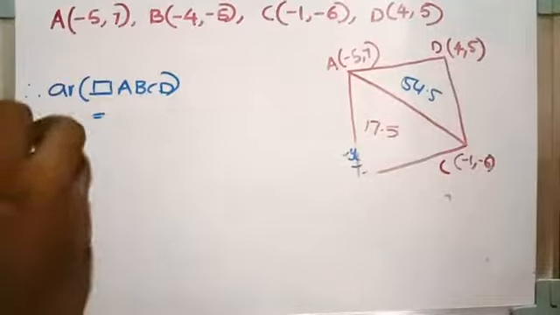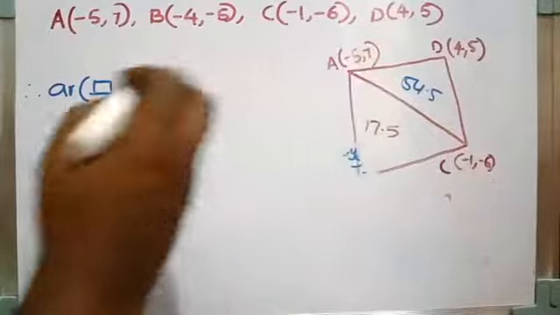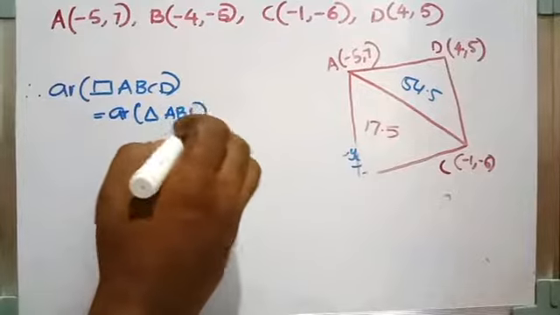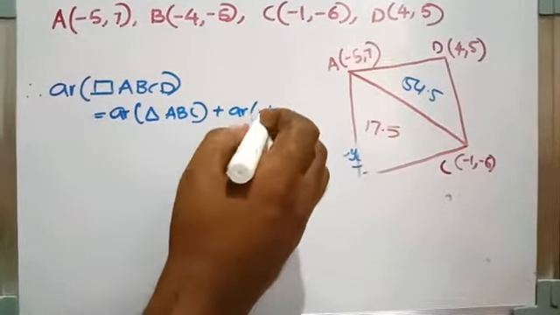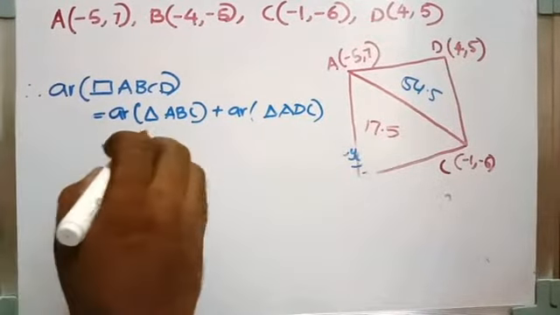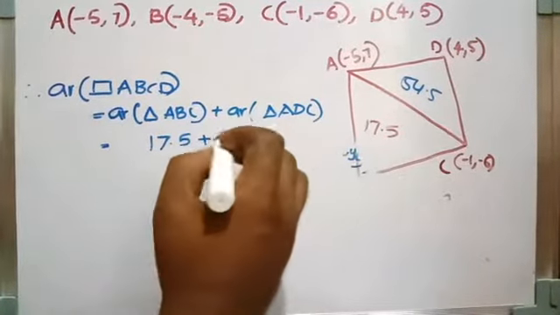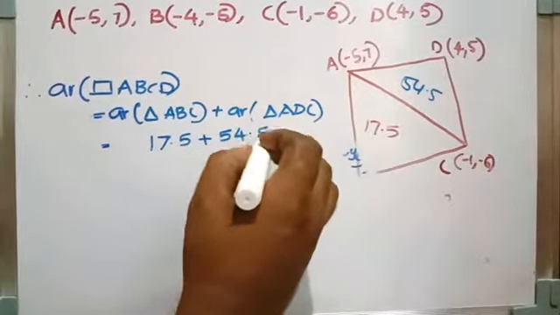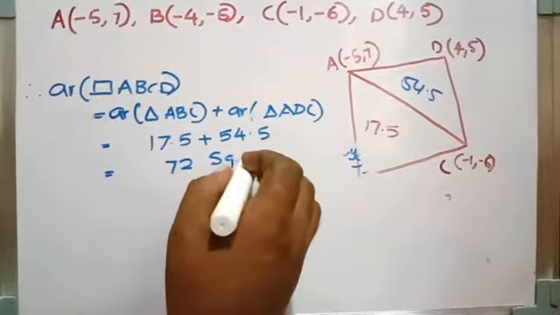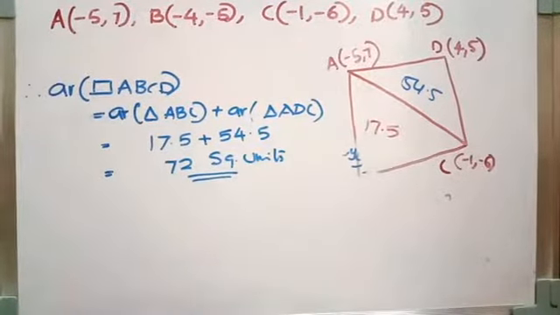Therefore, area of quadrilateral ABCD is nothing but area of triangle ABC plus area of triangle ADC. We get area of triangle ABC as 17.5 plus area of triangle ADC is 54.5. So total we get 72 square units as area of the quadrilateral.